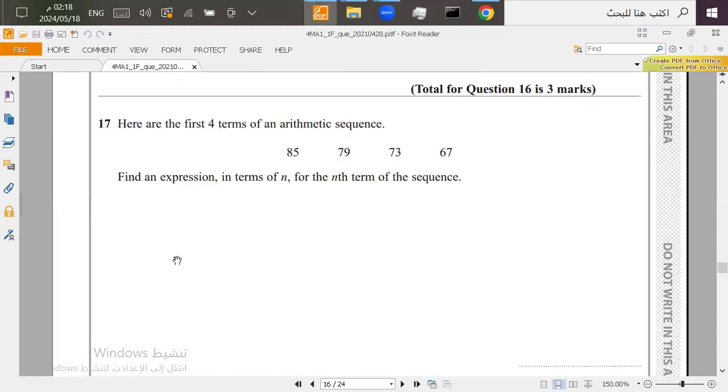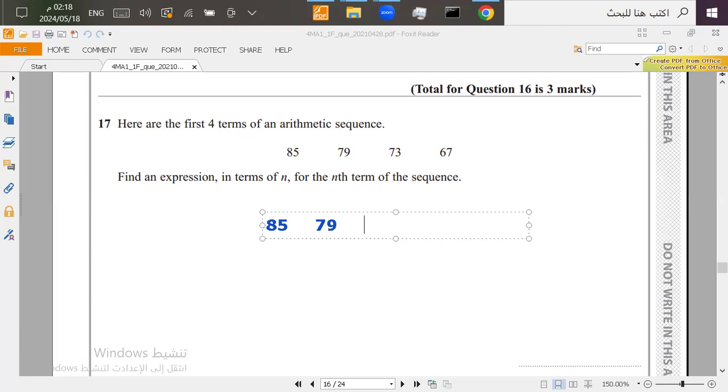Question 17. Here are the first four terms of an arithmetic sequence: 85, 79, 73, 76. Find an expression in terms of n for the nth term of the sequence. Now, this is the sequence. I'm going to find the nth term. Now, we have different methods in finding the nth term. Let me show you one of the methods here.